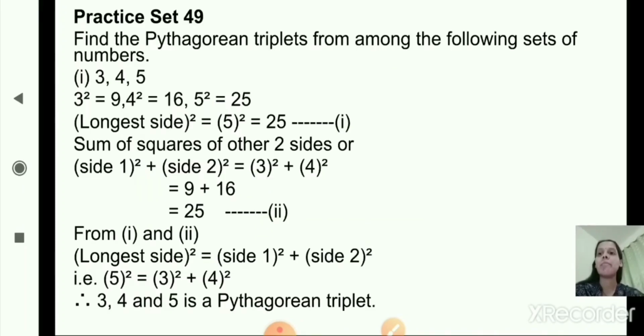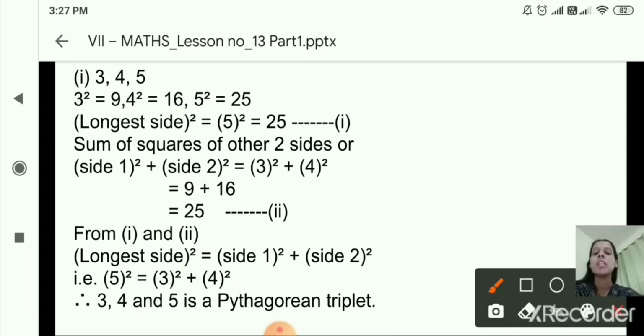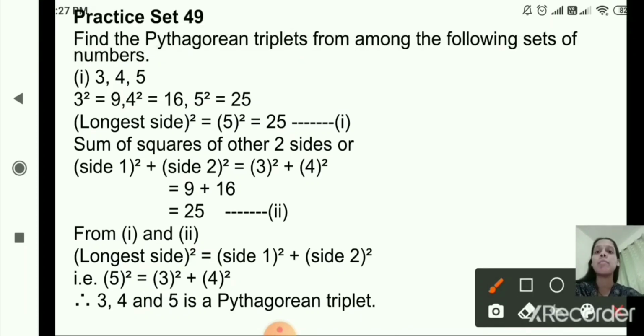Find the Pythagorean triplets from among the following sets of numbers. Now here sets of numbers are given. You have to find out Pythagorean triplets. So first step, we'll write down the squares of each number. Now see, the numbers given are 3, 4, 5. So we'll write down squares.